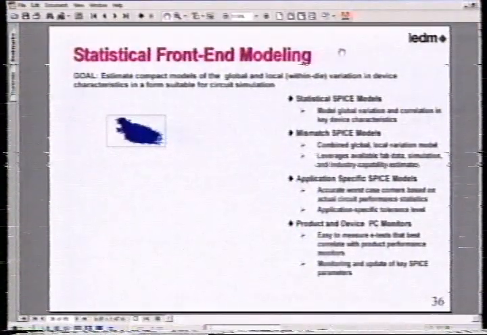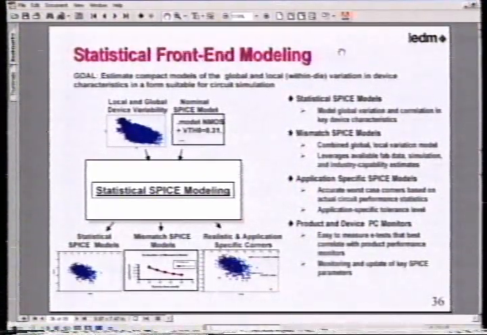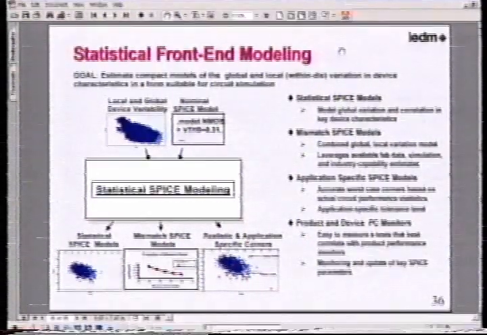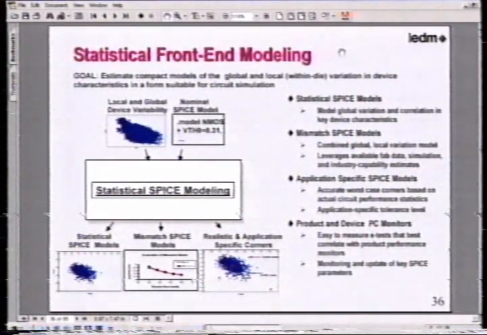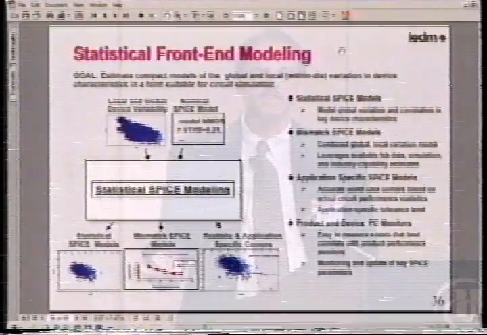It takes a little long to come up, but I just want to touch briefly on the statistical front-end modeling. Normally you have SPICE models, which many of you have seen, which define the device or the nominal case of the golden die. What you also get is the variability that you see in your device. What you need to do in order to simulate the parametric yield, or the parametric yield loss, is make sure that you get the global correlation correct, that is, the correlation within the device parameters.